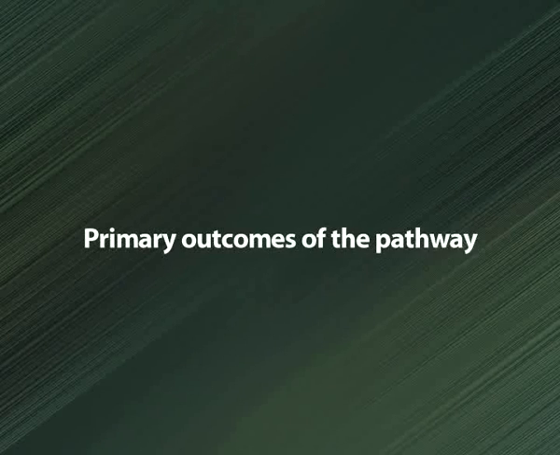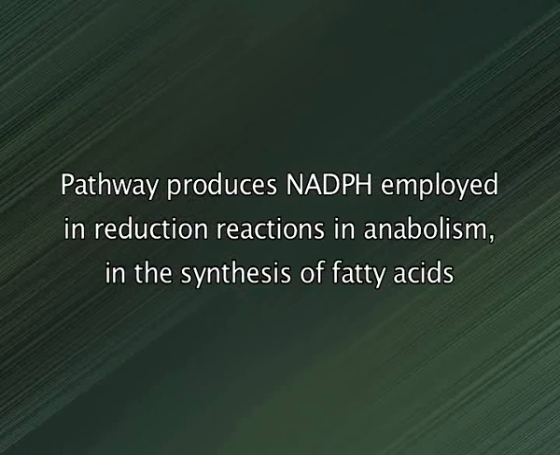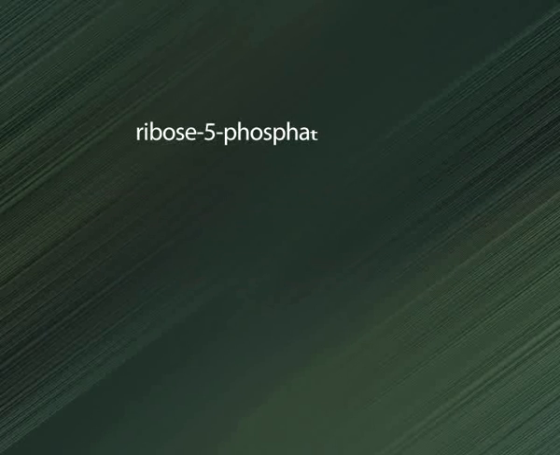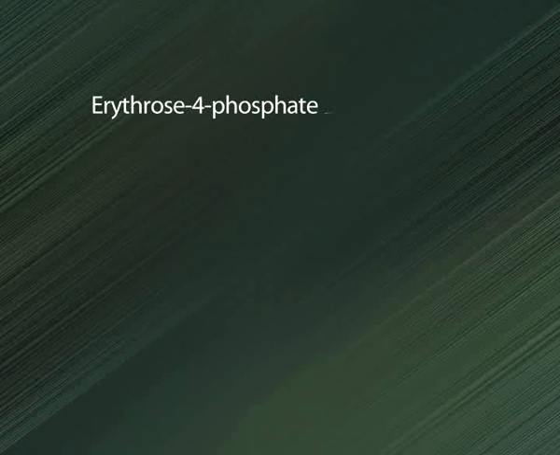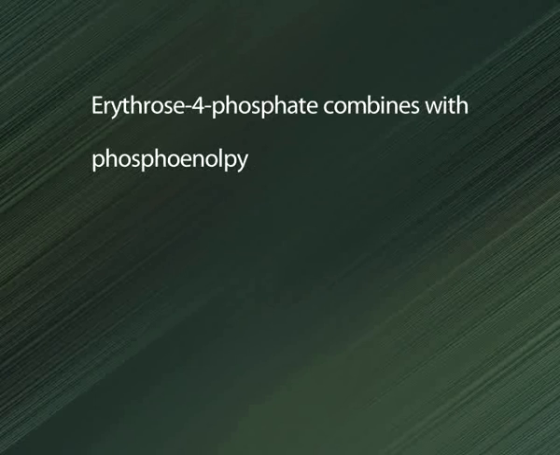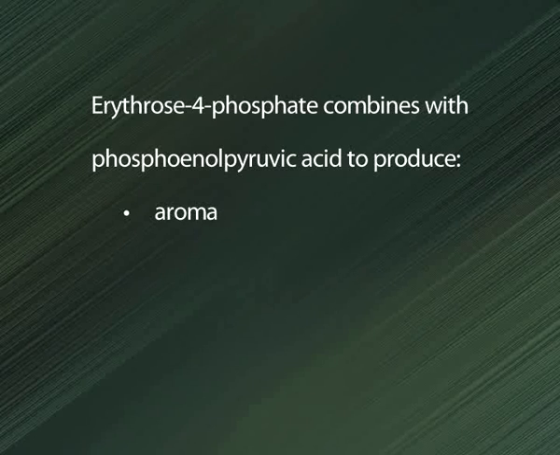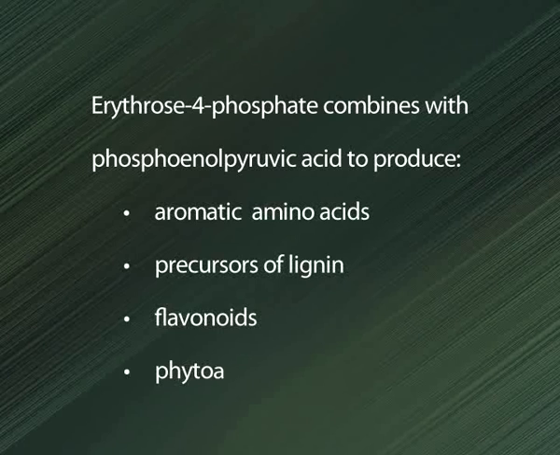Now, primary outcomes of the pathway. This pathway produces reducing equivalents, that's NADPH, which is employed in reduction reactions in anabolism, particularly in the synthesis of fatty acids. It generates ribose 5-phosphate that's used as a substrate for synthesis of nucleotides, nucleic acids and coenzymes. Erythrose 4-phosphate combines with phosphoenolpyruvic acid in the initial reaction that produces aromatic amino acids, precursors of lignin, flavonoids and phytoalexins.